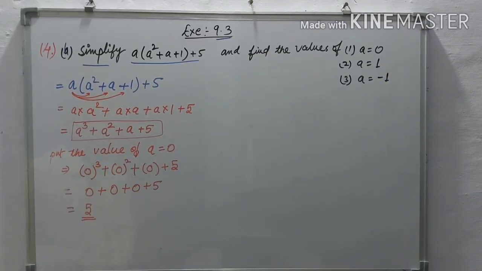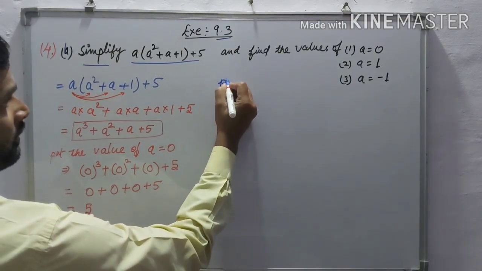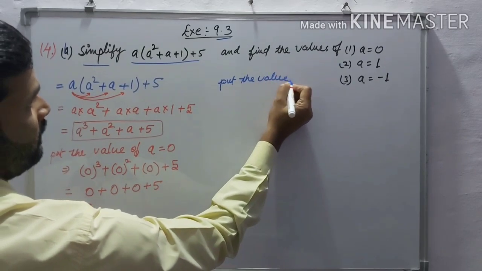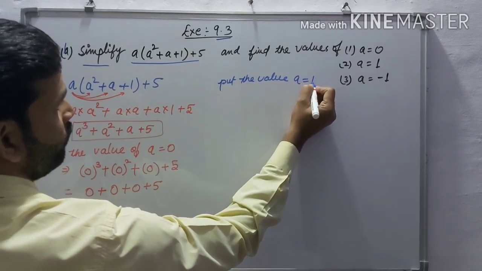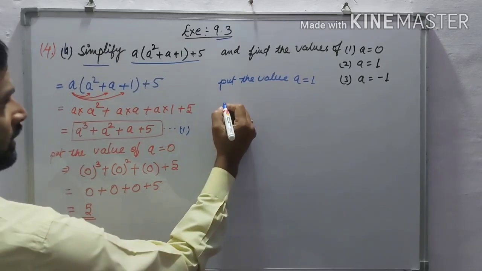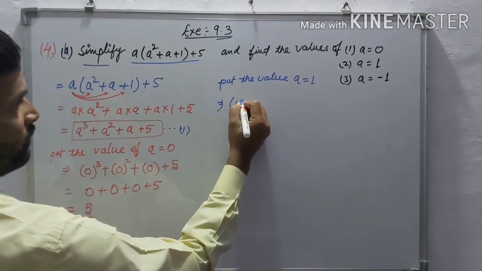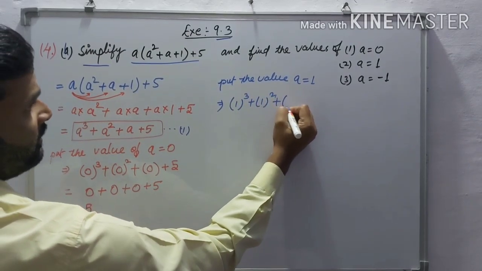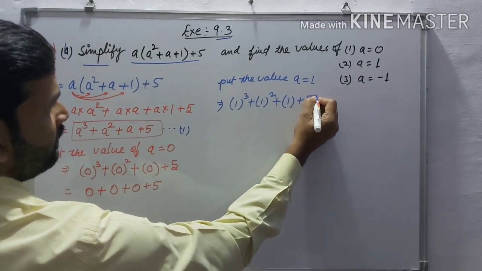Okay, next is put the value a is equal to 1. A is equal to 1 in equation 1. Okay, that a is 1 power 3 plus 1 power 2 plus 1 and plus 5.